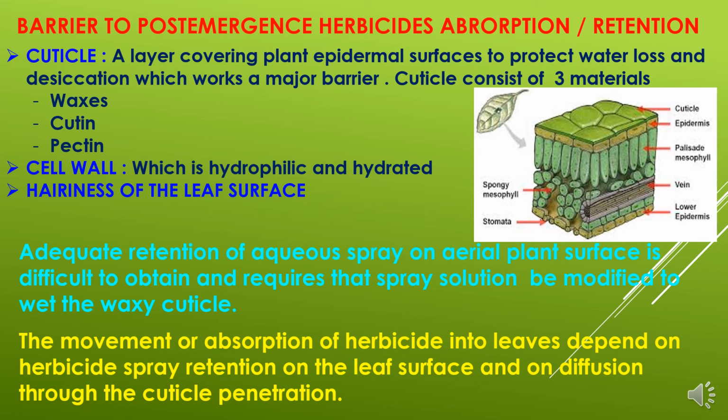Adequate retention of aqueous spray on aerial plant surfaces is difficult to obtain and requires that the spray solution be modified to wet the waxy cuticle. The movement or absorption of herbicide into leaves depends on herbicide spray retention on the leaf surface and on diffusion through the cuticle penetration.